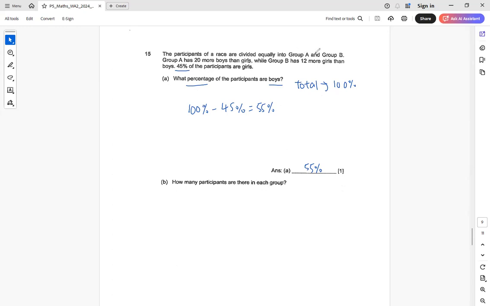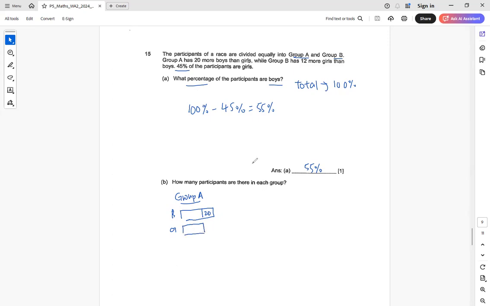Okay, part B, how many participants are there in each group? So this question has two groups. One is group A and one is group B. So it tells us that group A has 20 more boys than girls. So I will draw a model to represent this information. So group A, boys and girls, right? It tells me that group A has 20 more boys than girls, like this.